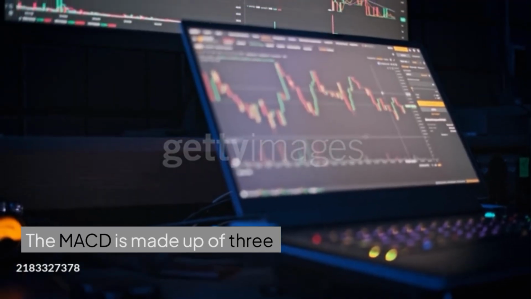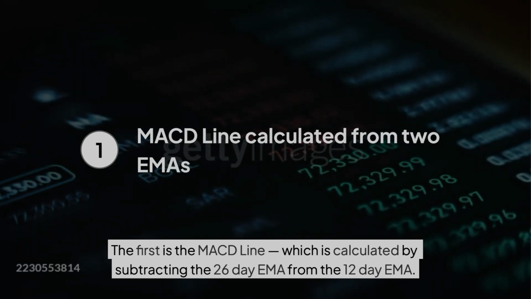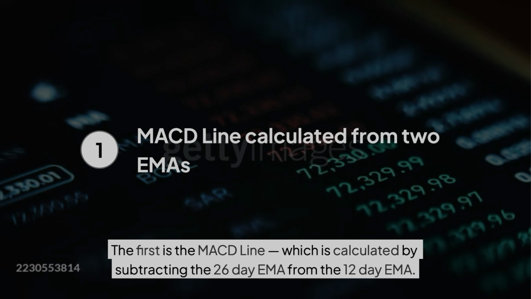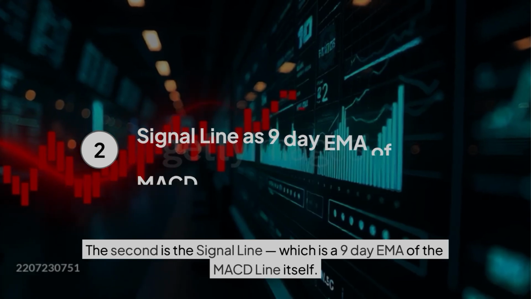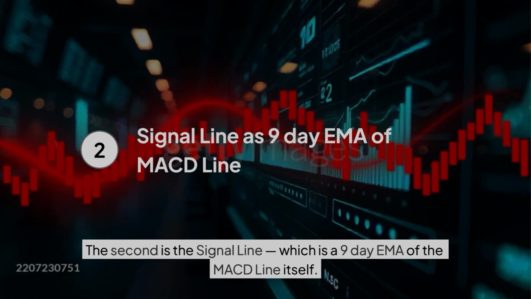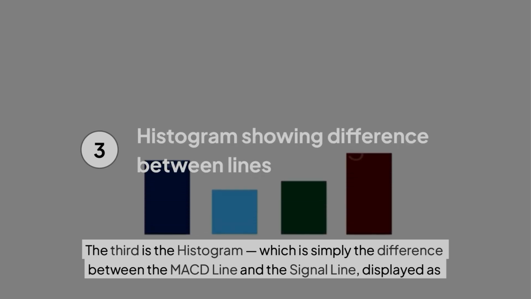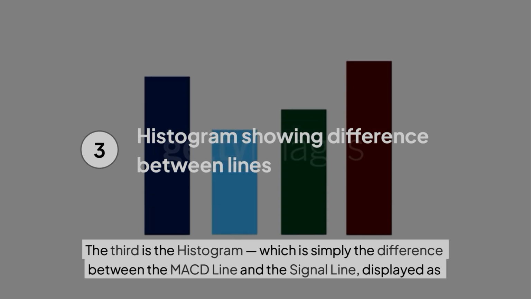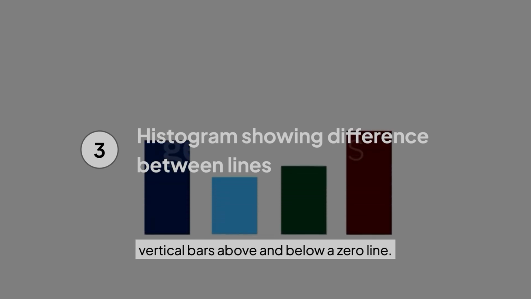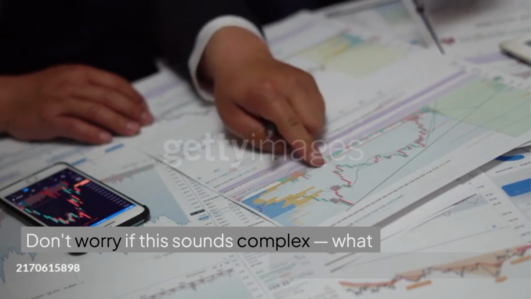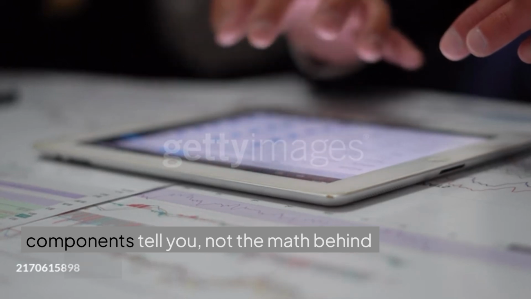The MACD is made up of three components. The first is the MACD line, which is calculated by subtracting the 26-day EMA from the 12-day EMA. The second is the signal line, which is a 9-day EMA of the MACD line itself. The third is the histogram, which is simply the difference between the MACD line and the signal line, displayed as vertical bars above and below a zero line. Don't worry if this sounds complex. What matters is understanding what these components tell you, not the math behind them.